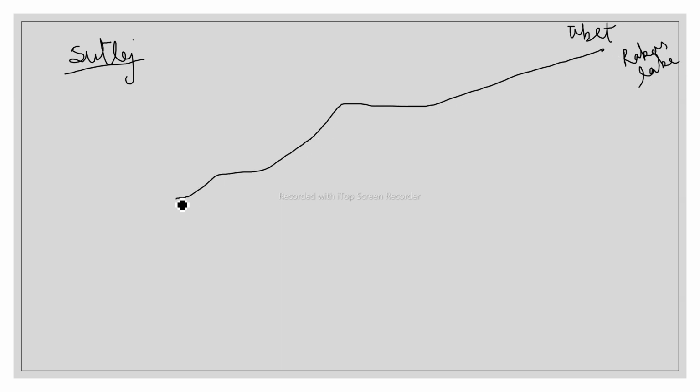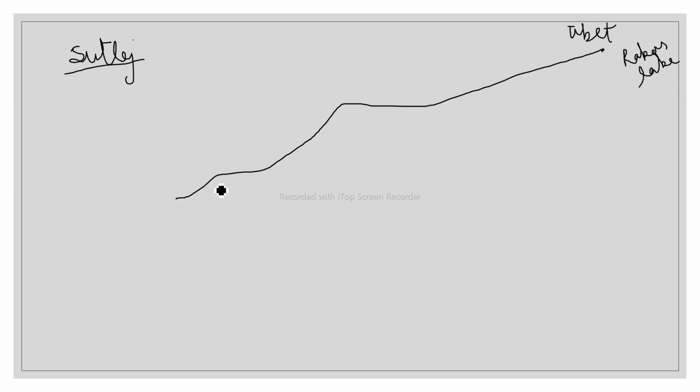First of all, it is originating from a place which is not in India, that is Tibet. The lake from where it is originating is called Rakas Lake. Then it is going to enter into India. The pass where it is going to enter into India is called Shipkila. So you should remember that also.